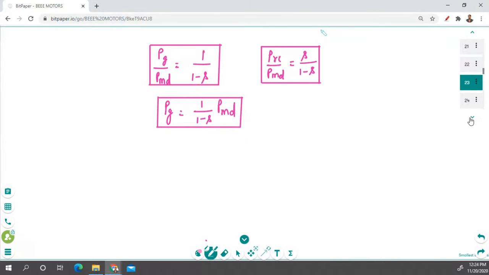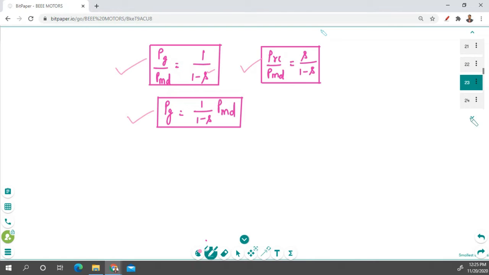Can we move further? We have derived the formula for Pg upon PMD, meaning input power divided by the mechanical power developed, equal to 1 upon 1 minus S, where S is the slip. And we have also derived the formula for copper loss, PRC, the power for copper loss, divided by mechanical power developed, which is equal to S upon 1 minus S, where S is the slip.